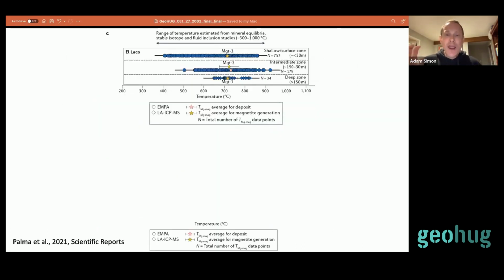When you put that together and start to look at the temperatures at which magnetite crystallized, we have done a systematic analysis of published temperatures from stable isotope thermometers, fluid inclusion studies, and now one can use a magnesium in magnetite thermometer to estimate the temperature at which magnetite crystallized. And in the case of El Laco, what I'm showing here is when you look at the temperature at which magnetite crystallized in the shallow, the intermediate, and the deep zone, you can see that the average temperature is about the same, but the range of temperatures increases from depth to surface.